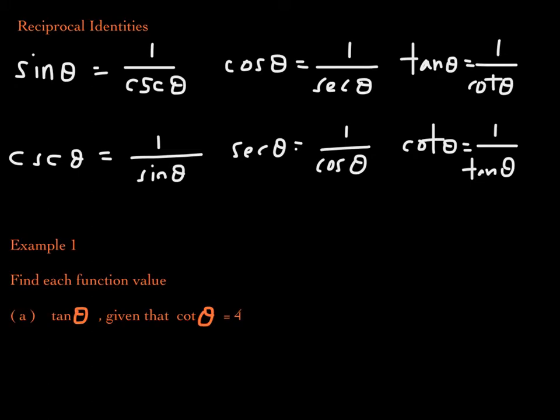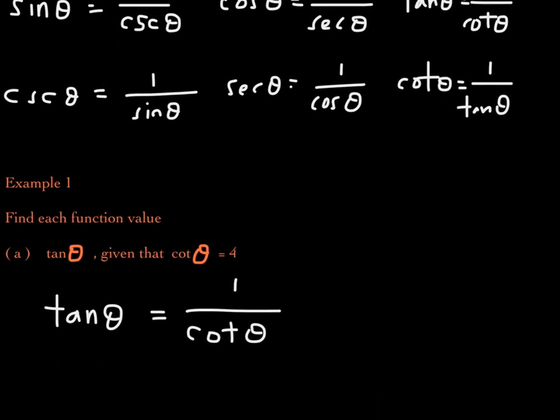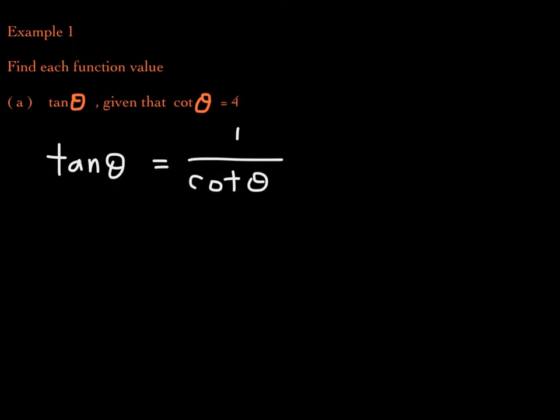Here's our first example. Find each function value. They want you to find tangent of theta given that cotangent of theta is 4. Now, I am thinking about using this identity. The tangent of theta is what they're asking me for, and we know that tangent of theta is equal to 1 over cotangent of theta. Let me move the screen up a little bit for us. And so that would imply that this is 1 over, and then cotangent of theta is given, it is 4. So then tangent of theta is simply just 1/4. Not too bad. Let's try another.